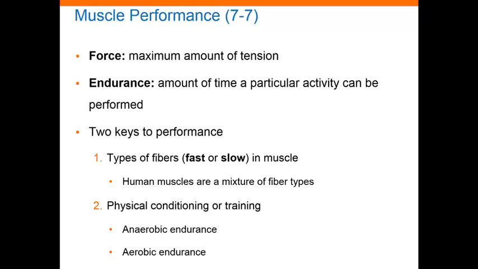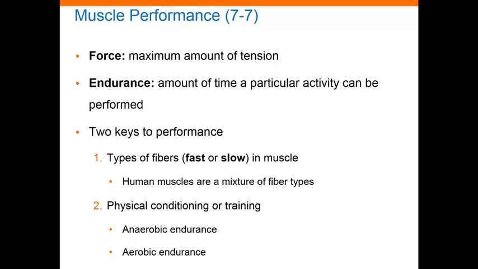The two major factors that determine the performance capacities or capabilities of skeletal muscle are the types of muscle fibers within the muscle and the physical conditioning or the training of those muscle fibers. The majority of muscle fibers in the body are fast fibers, which are large in diameter. They have large glycogen reserves and very few mitochondria. So those fast fibers rely on glycolysis and are rapidly fatigued. They typically appear pale and are sometimes called white fibers. So those are the fast fibers.